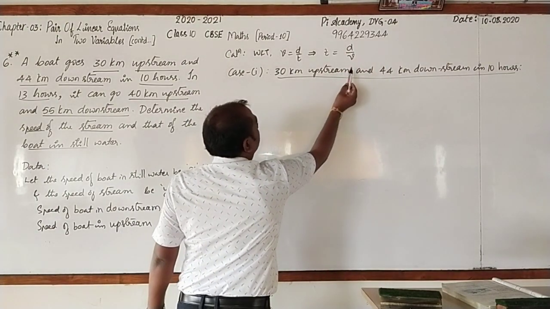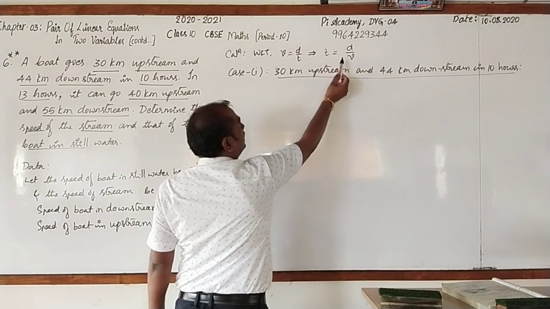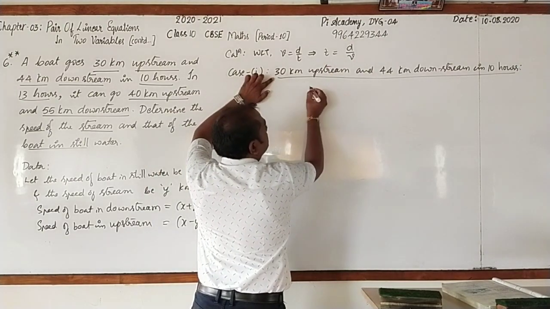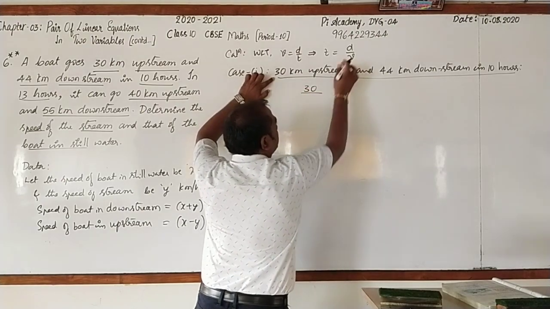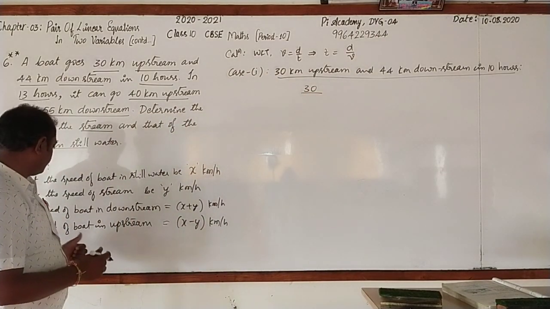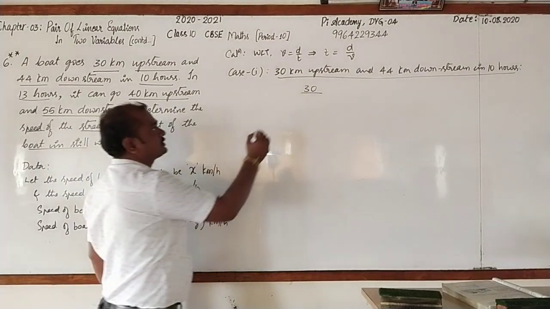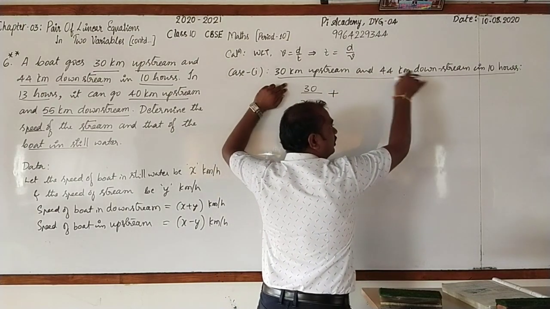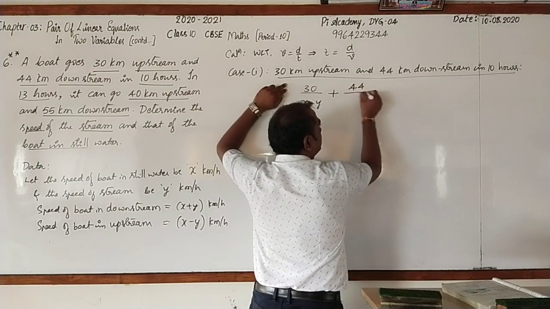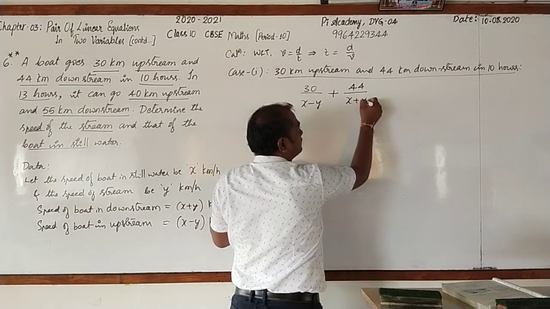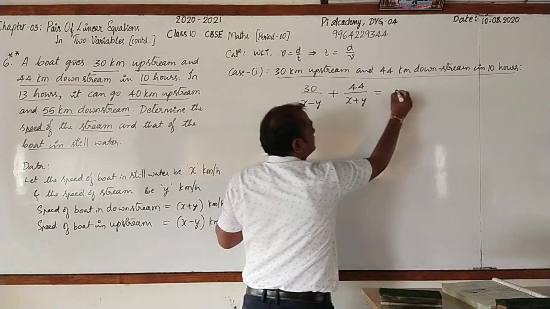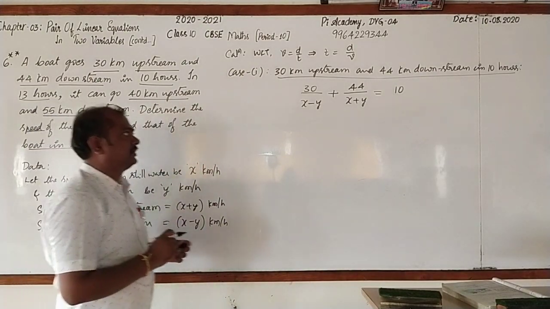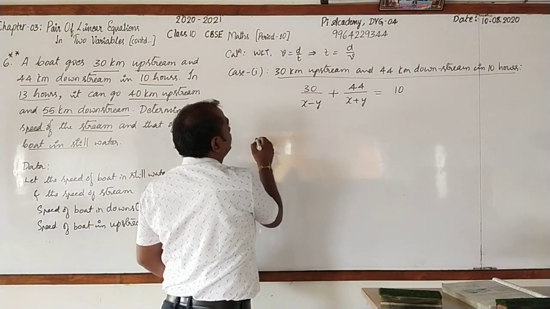Look here. What is the time taken by the boat in upstream? We know in upstream it covers a distance of 30 kilometer. What is the speed of the boat in upstream? In upstream it is x minus y. See, 30 by x minus y plus downstream it covers a distance of 44 kilometer and the speed is x plus y. Altogether time is 10. Did you understand? Yes. Now let's move on to another one.